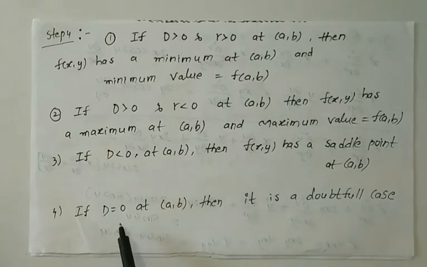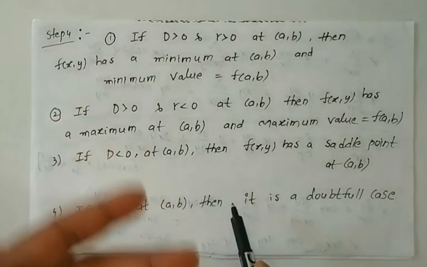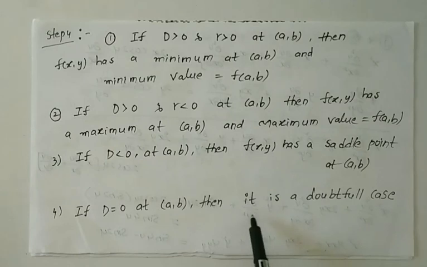Suppose if D is equal to 0, then in this case no conclusion can be drawn, or we cannot say anything about the point a comma b. That means it is a doubtful case if D is equal to 0. Okay, that means in this case we cannot say anything about the point a comma b. Okay, clear?